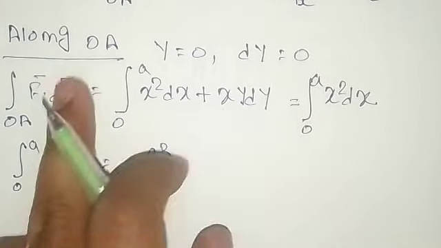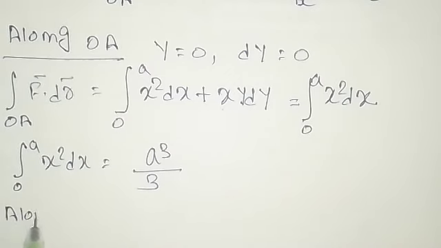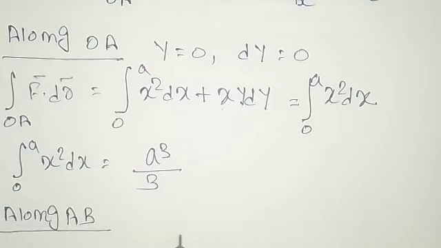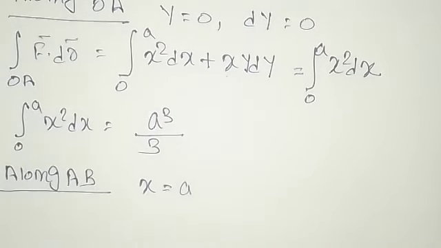So means for this you got this one, is it or not? Let's move to the next, along AB, right? So if you look at AB, on AB x becomes what? A, right? So along AB x is equal to A, so A is having some constant value, right? So its differentiation will be 0, that means dx is equal to 0, right?